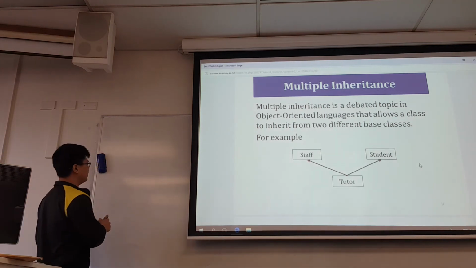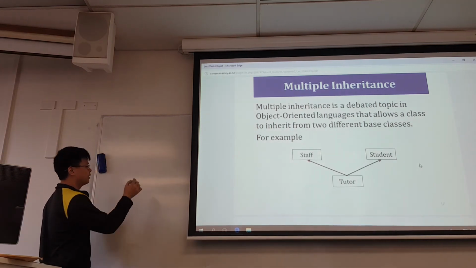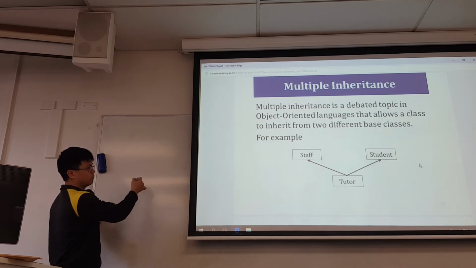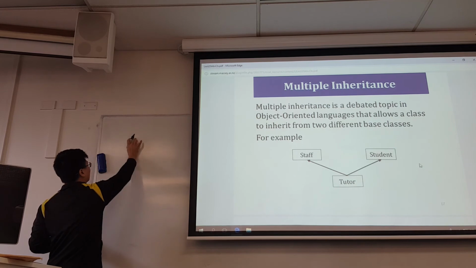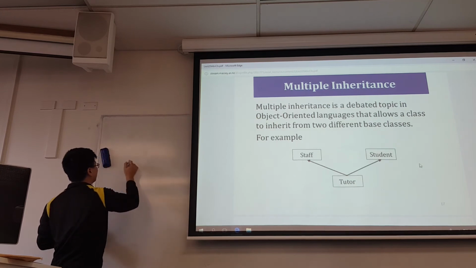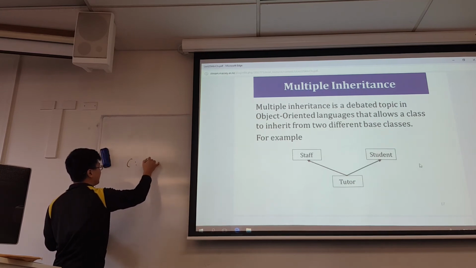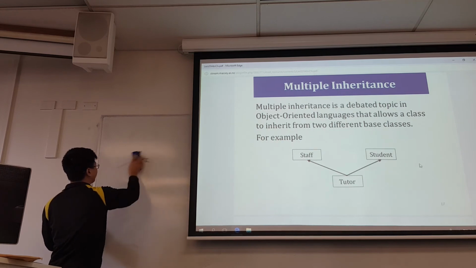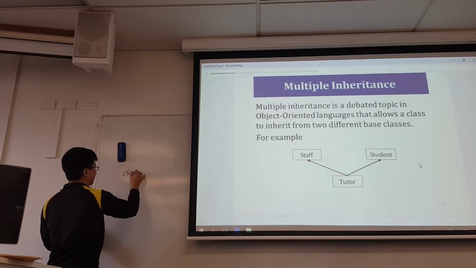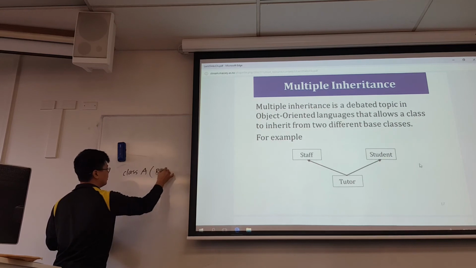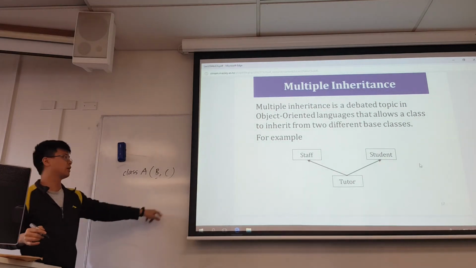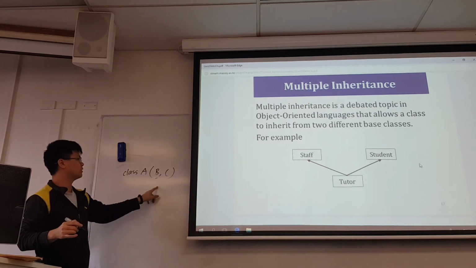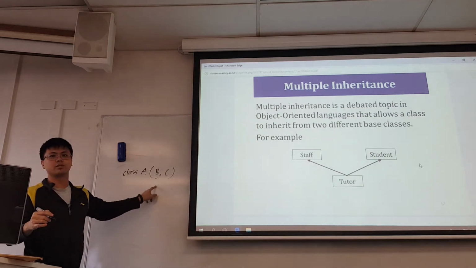In Python, at least, you can do that, but the first class will always be given precedence. So let's say in Python, this is a little bit off topic, but so that you understand. In Python, you can do class A(B, C). So B is the first base class, C is the second base class, and if there is any conflict between them, B will be given precedence.